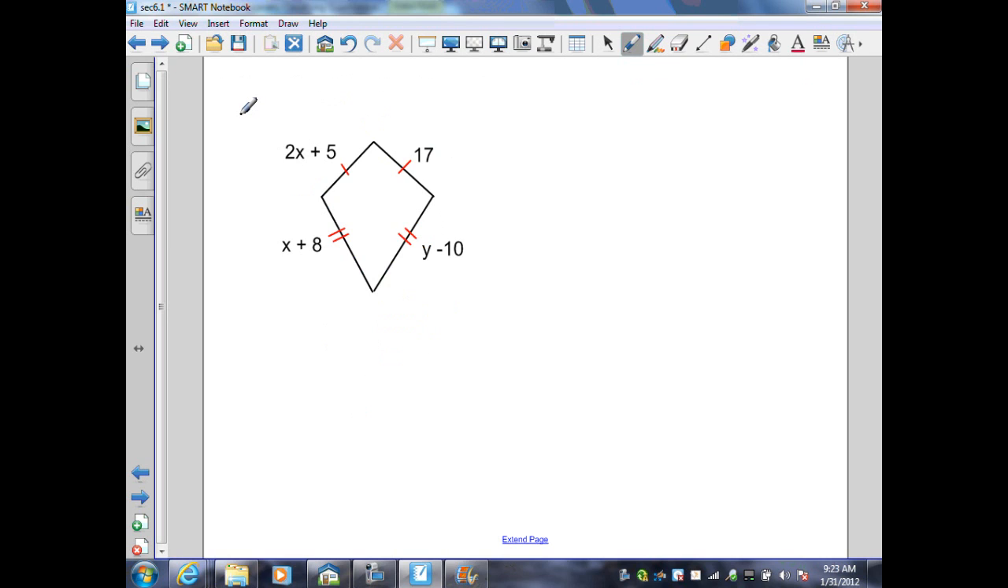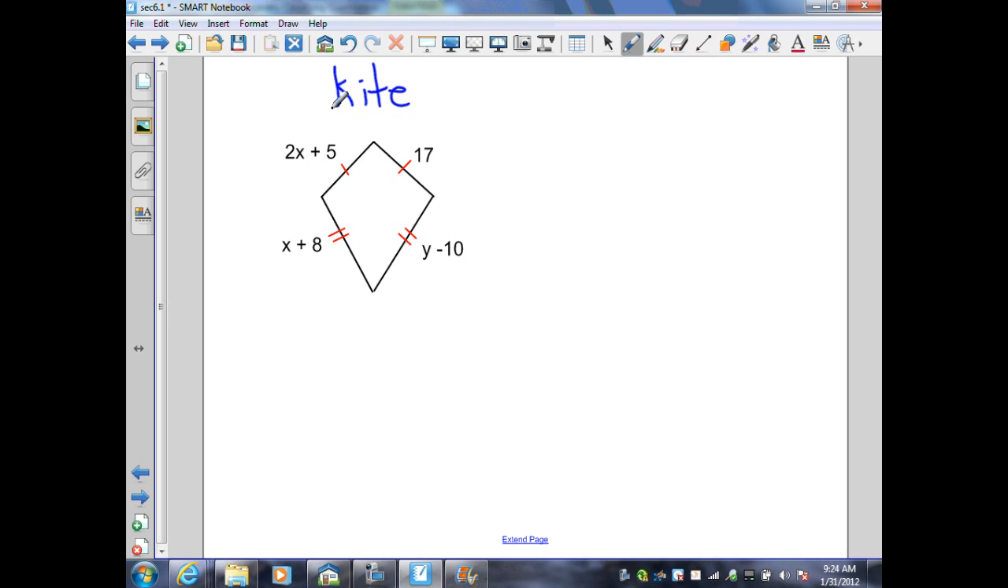On this quadrilateral, I do not have any opposite sides being parallel. Therefore, this is not a parallelogram. But what I do have are two pairs of adjacent sides being congruent. These two segments are adjacent and congruent. These two segments are adjacent and congruent. Therefore, I would classify this as a kite, and it has no properties of a parallelogram.